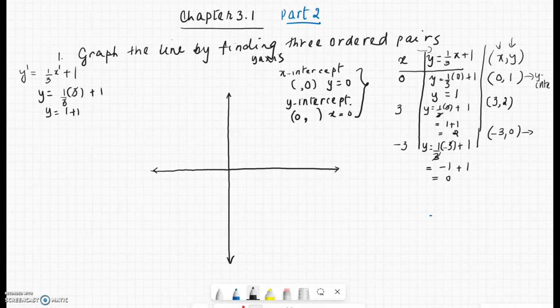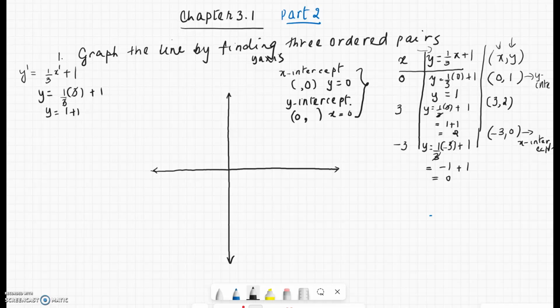Remember, we talked about this. On the x-axis, the y is always equal to 0, so this has to be the x-intercept of this straight line. Now we'll plot the points.